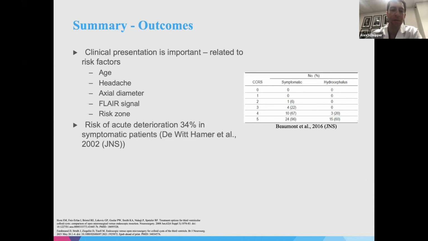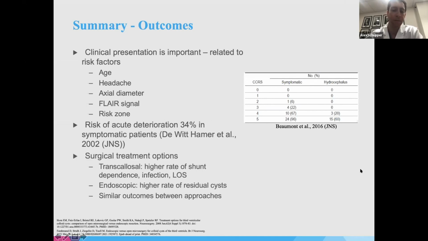And this is really important to determine because in patients who do have some of these risk factors, there is a significant risk of acute deterioration, especially if they're symptomatic. And keep in mind that these patients can present with symptoms in many different ways. They don't always have to have headaches. They could have some weird memory problems, some gait instability, nausea, vomiting, different cognitive presentations. So you have to keep an open mind when talking to the patient who has a known history of a colloid cyst to really understand their symptoms.